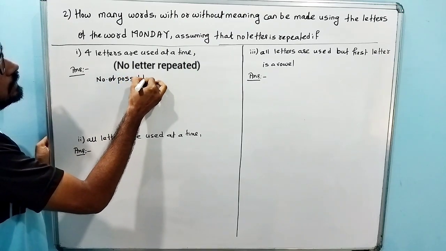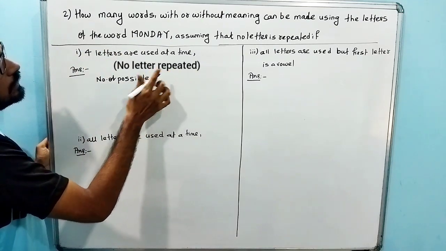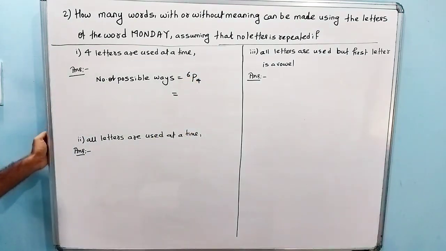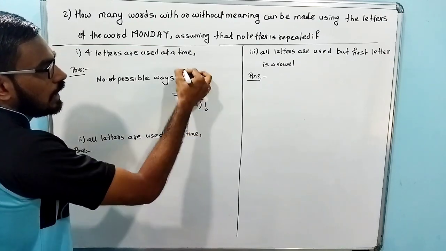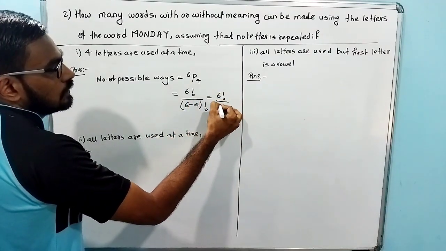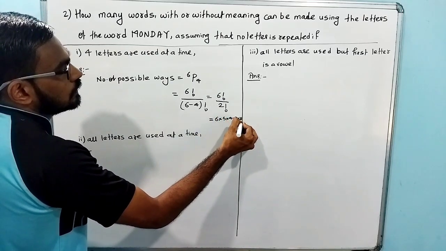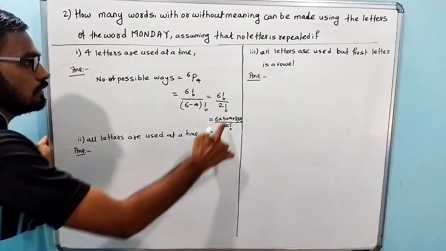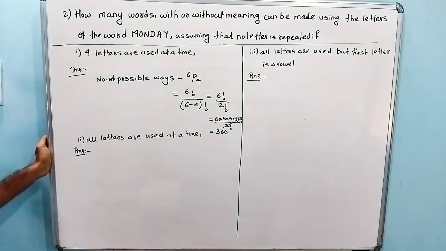What we are doing here, we are arranging 6 letters taken 4 at a time. So number of possible ways will be 6p4. Okay, 6p4 will be 6 factorial upon 6 minus 4 factorial. nPr is n factorial upon n minus r factorial. So this will be 6 factorial upon 2 factorial, which is 6 into 5 into 4 into 3 into 2 factorial upon 2 factorial. Okay, this will go, what will be this answer? 30 into 12. So 360. So number of possible ways is 360 here.